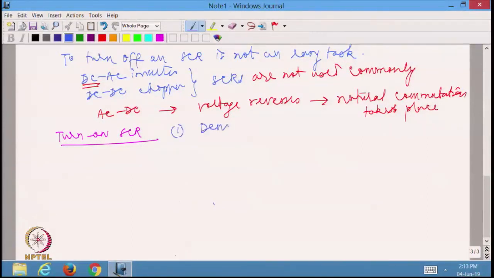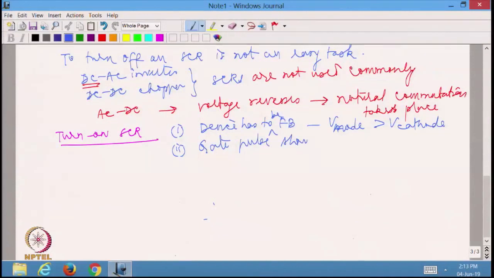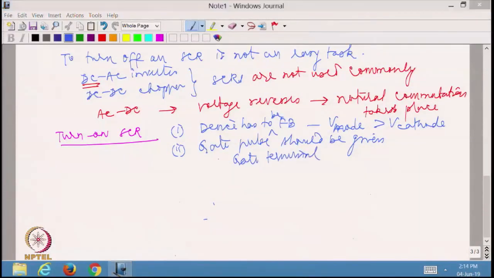First, the device has to be forward biased, which means I am going to have V at anode greater than V at cathode. Voltage at cathode will be less than voltage at anode. The second condition is a gate pulse should be given, which means the gate terminal is at a higher potential. This potential will be higher as compared to cathode potential.